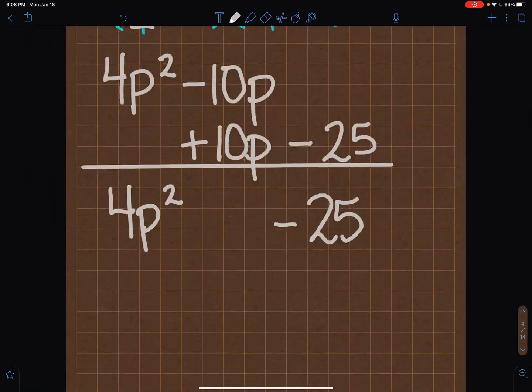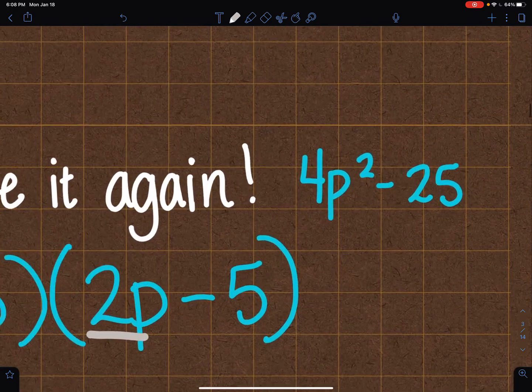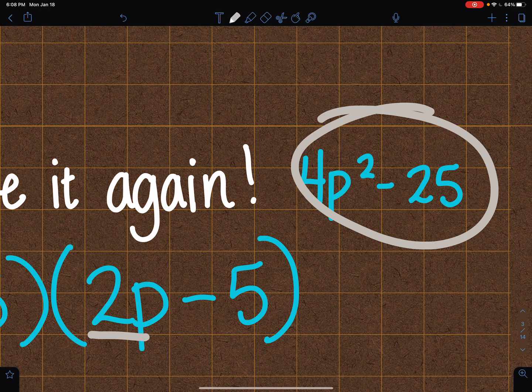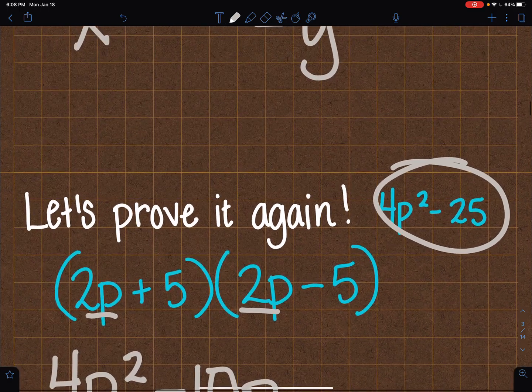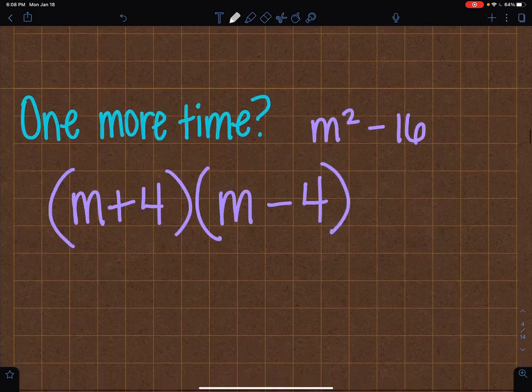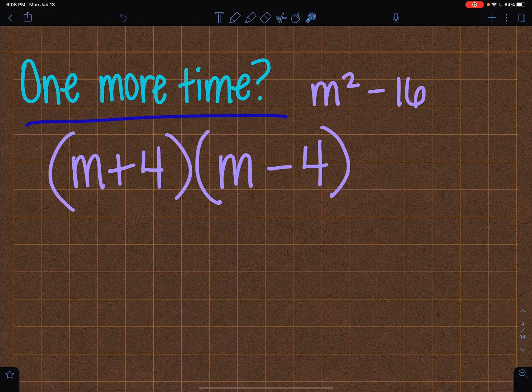Oh, it should be 4p squared. Yeah, that's what I said. 4p squared minus 25, and it's the same. Whoa, cool, huh? That was fun. So much fun that we're going to do it one more time. Yes, actually, you can even do it way more than one time, probably in your homework.